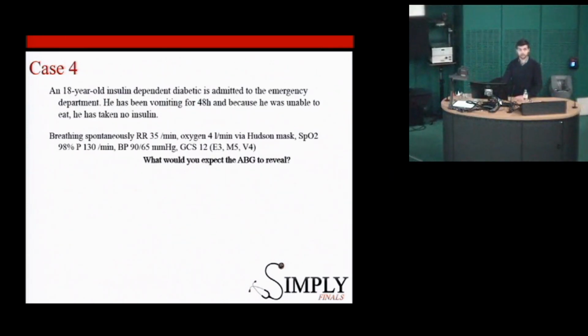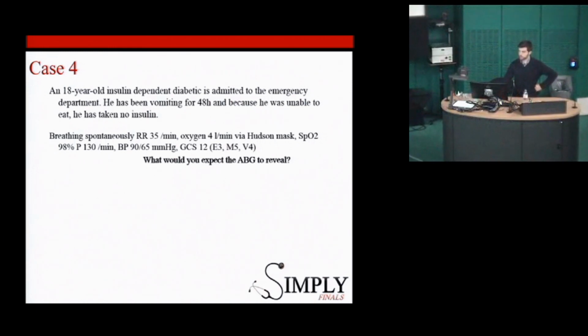Okay, we're only on case 4. We've got 6 minutes. We might have to come back to this, but we'll keep going until Mr. Bretnell arrives. So case 4, this is a type 1 diabetic. They've been vomiting, respiratory rate is high. These are the obs, which are not very good. What would you expect as the ABG?